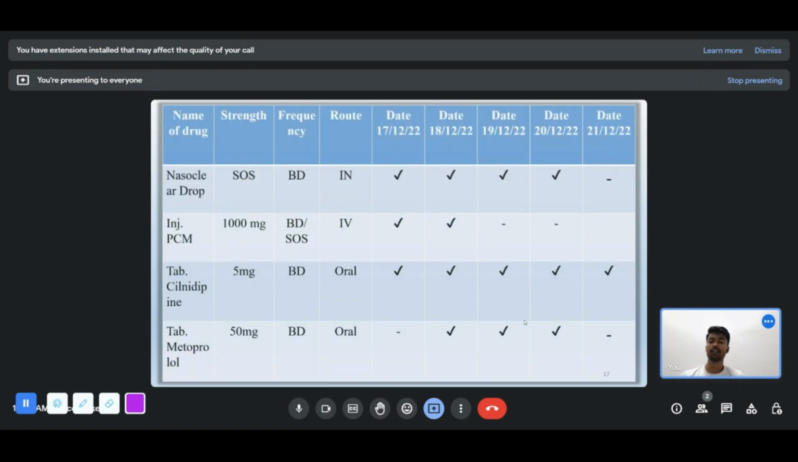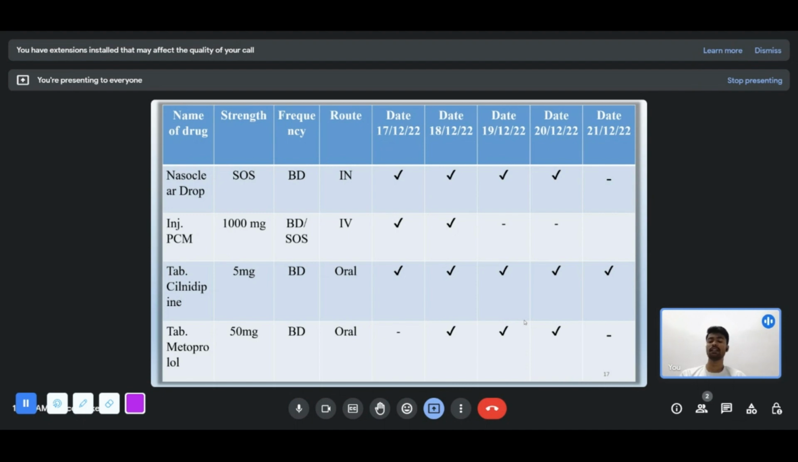Moving to the next slide. That is nasoclear drops as per SOS, as per emergency, twice daily by intranasal route. The patient has decongestion in her nose, that's why the nasoclear drop was given to her on the dates 17, 18, 19, and 20. Next drug, that is paracetamol. It is an antipyretic drug, with weak anti-inflammatory action, and the drug is given in the strength of 1000 mg, that is 1 gram, twice a day as per SOS by IV route. It was given on 17 and 18 only.